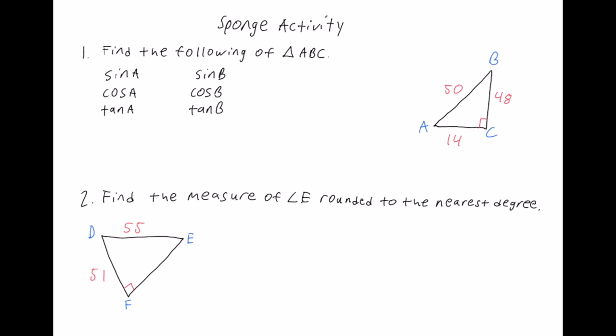Now time for the sponge. For number 1, I want you to find the following of triangle ABC. So the sine of A, cosine of A, tangent of A, sine of B, cosine of B, tangent of B. 6 different values. And make sure these values are fully reduced. So they're fractions, but I want them fully reduced. And number 2, find the measure of angle E, rounded to the nearest degree. So use what I taught you to find the measure of angle E.